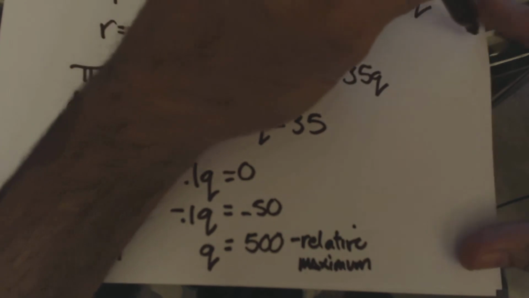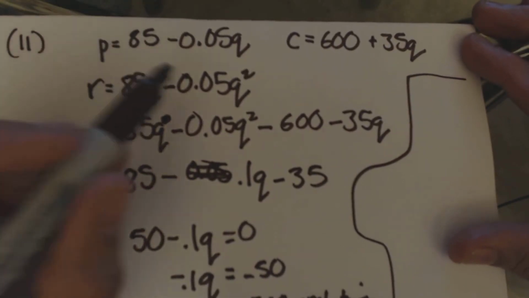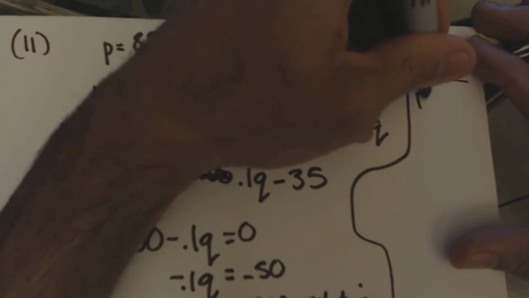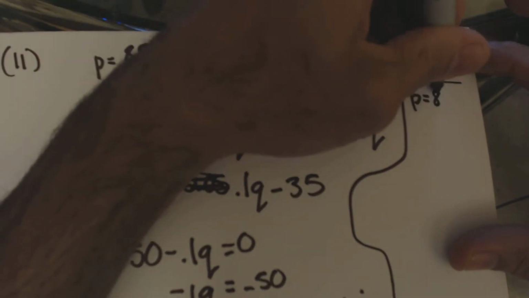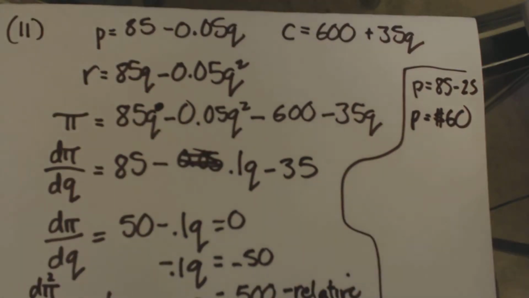So the price this occurs at is going to be determined by the demand function, so we need to plug in 500 for Q. So P equals 85 minus 0.05Q, which is 85 minus 25. So the price is going to equal $60.